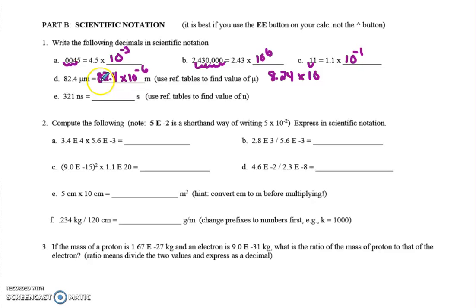If I go from 82.4 to 8.24, the number gets smaller, so my multiplier must get bigger. Just remember these are negative powers of 10, negative exponents, so to get a bigger value, it's actually going to be a smaller exponent. 10 to the minus 5 is bigger than 10 to the minus 6. So I could also write it like this, and for all intents and purposes, this is just fine. You will get the correct answer if you're using this number in your calculator.